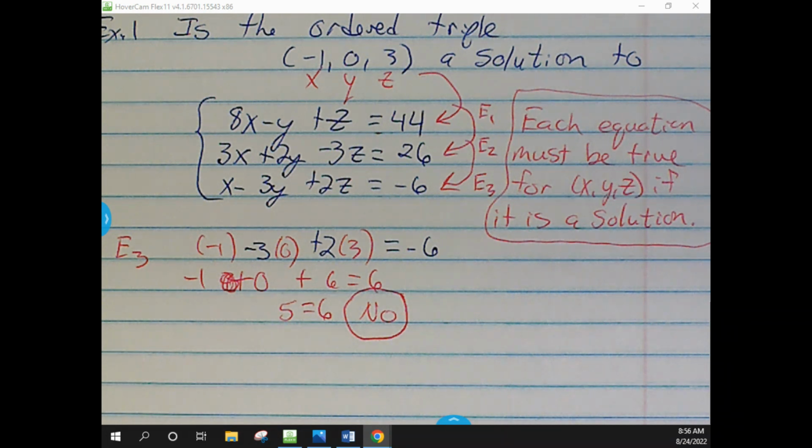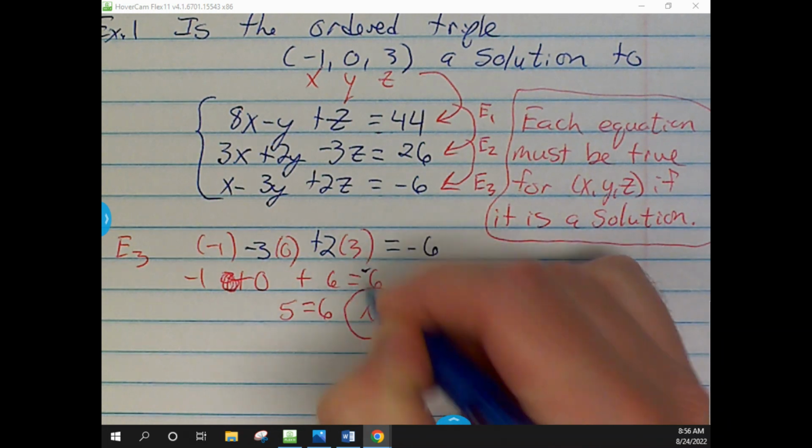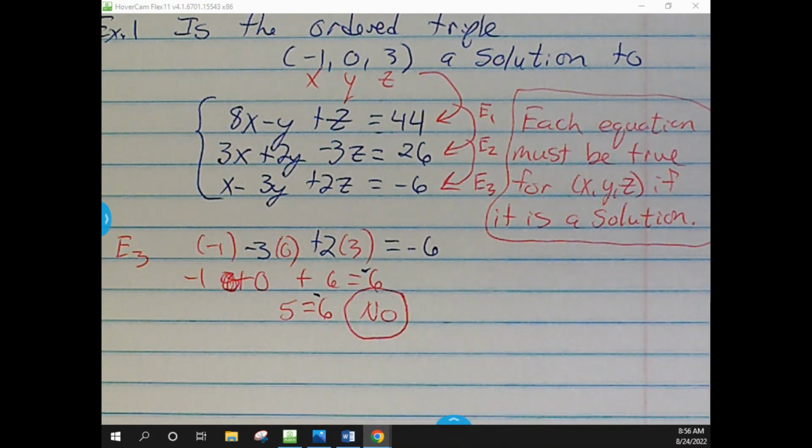Question? Wouldn't that be -6? Oh, it is -6 over there. Sorry, I left the negative off there. Okay, so 5 does not equal -6, so still a no.